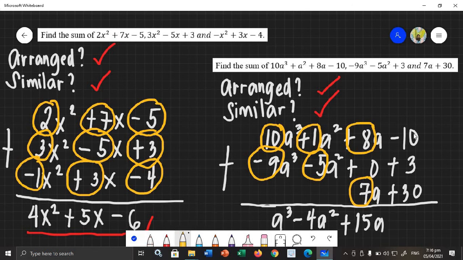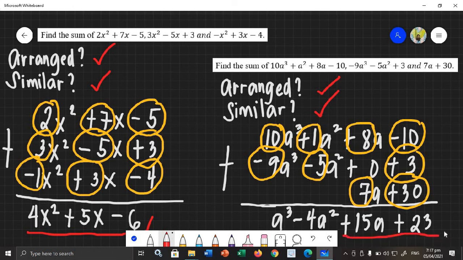And then lastly, add natin yung mga constants, which is negative 10, positive 3, and positive 30. So we have negative 10 plus 3, the answer is negative 7. Plus 30, the answer is positive 23. So pakilagay is plus 23. Therefore, the sum for example number 4 is a raised to the third power minus 4a raised to the second power plus 15a plus 23. So that is how you add polynomials.